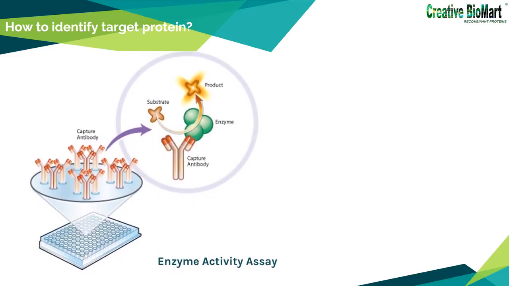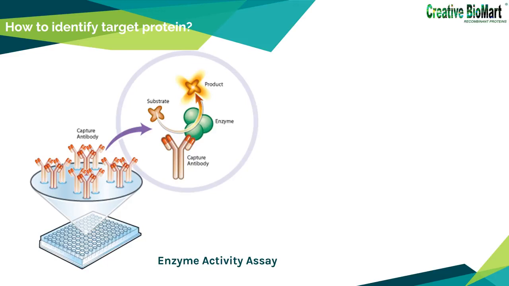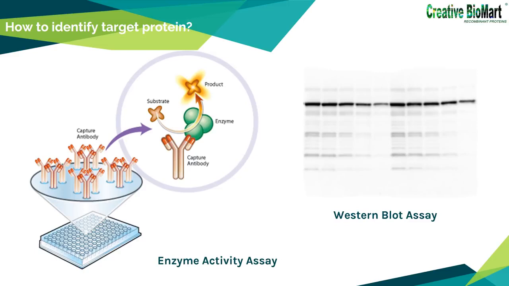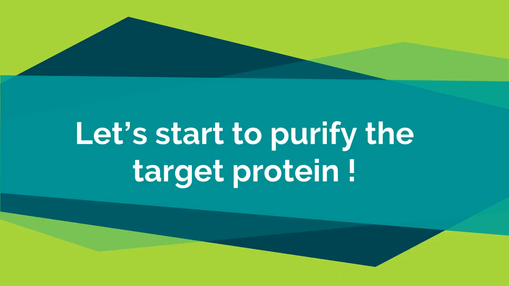For enzymes, which are protein catalysts, the assay is usually based on the reaction that the enzyme catalyzes in the cell. For an already known protein, there is a more convenient method: Western blot. We can use a specific antibody to analyze the target protein. These methods will be used after the purification process. We'll talk about this later. When you know how to analyze whether your purification process is successful, we can start to purify the protein now.